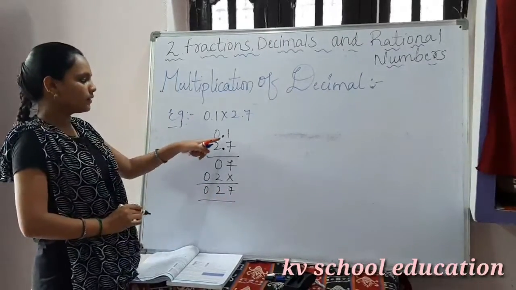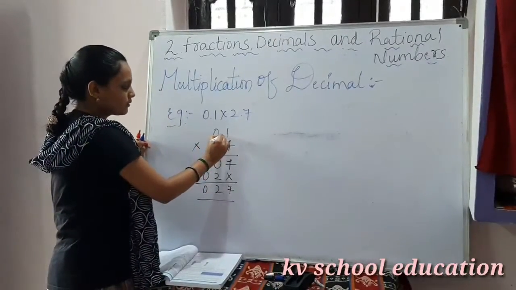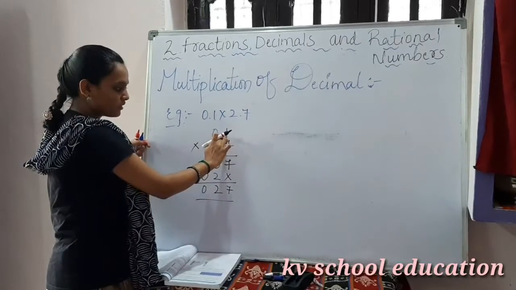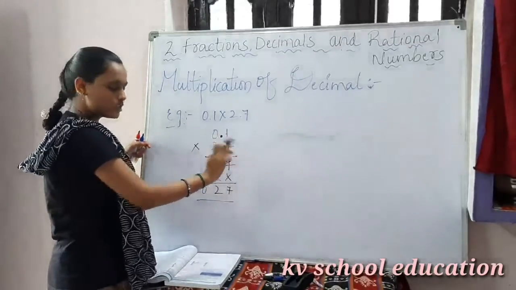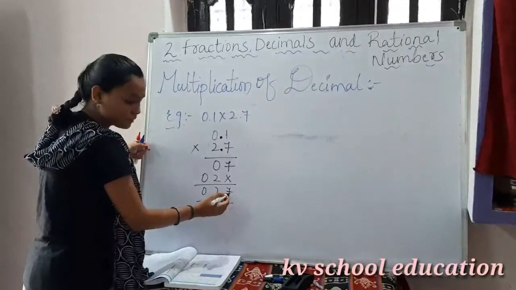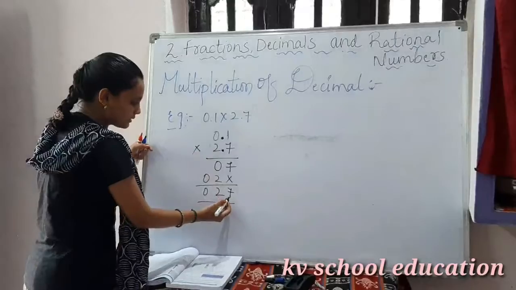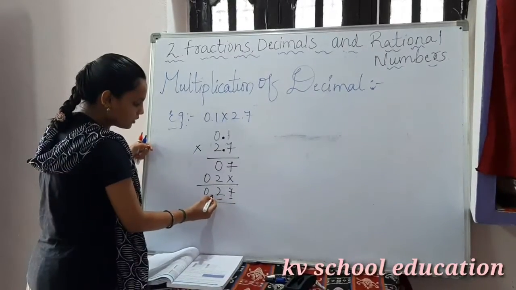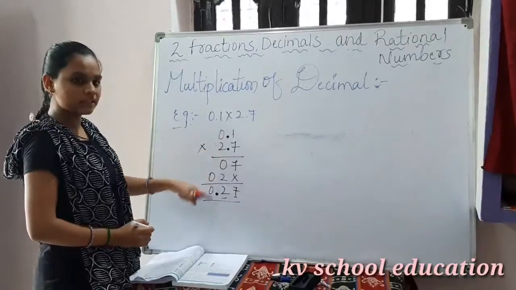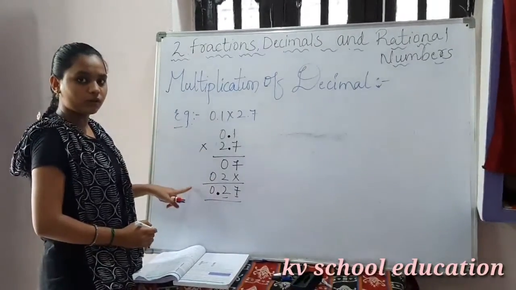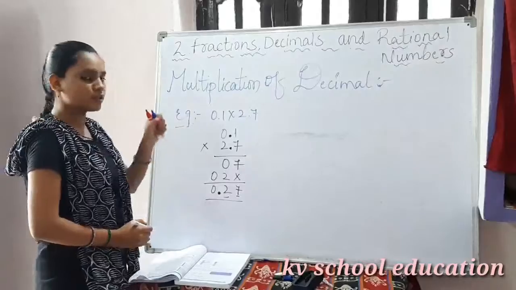So here the point is after 1 digit, here 1 and here 1. So 1 plus 1 is 2. So we should take the point after 2 digits. Here we should take the point. If the point is after 3 digits, we should take 3 digits. If 4 digits, we should take 4 digits.